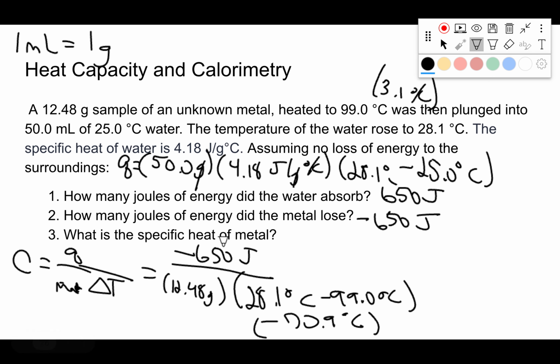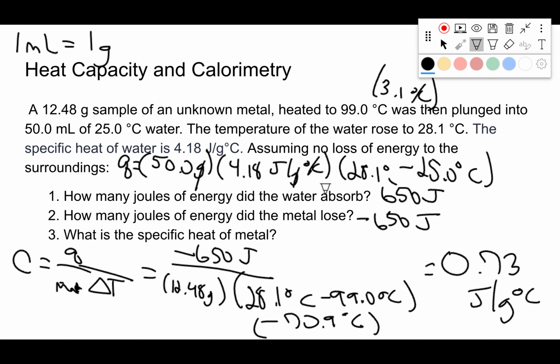And I need 2 sig figs because of my 650. It only had 2 sig figs up here. And so this time my units are combining because I'm getting specific heat. And so I end up with 0.73, and my unit is joules per grams times degrees Celsius.